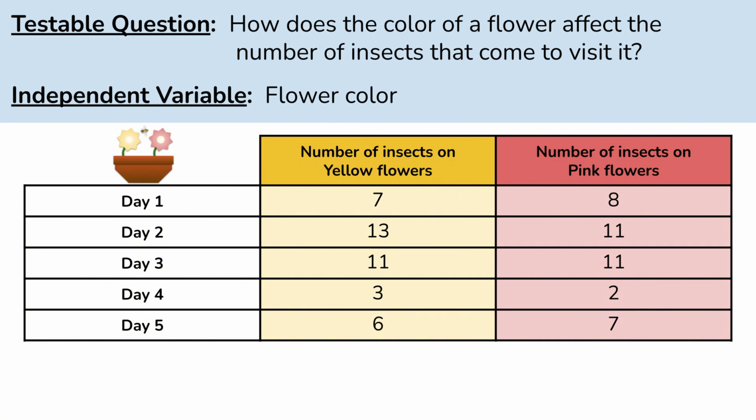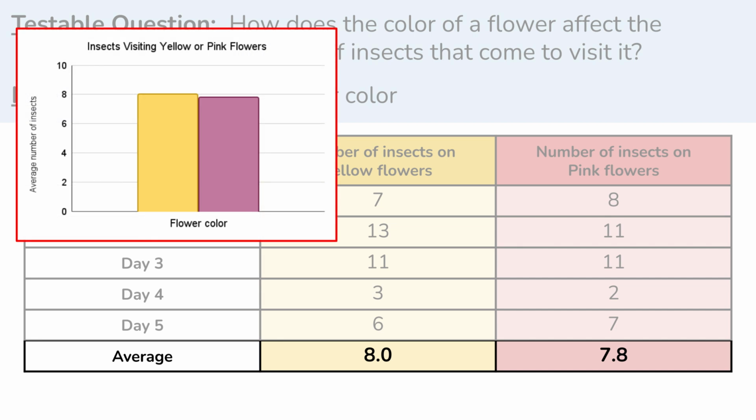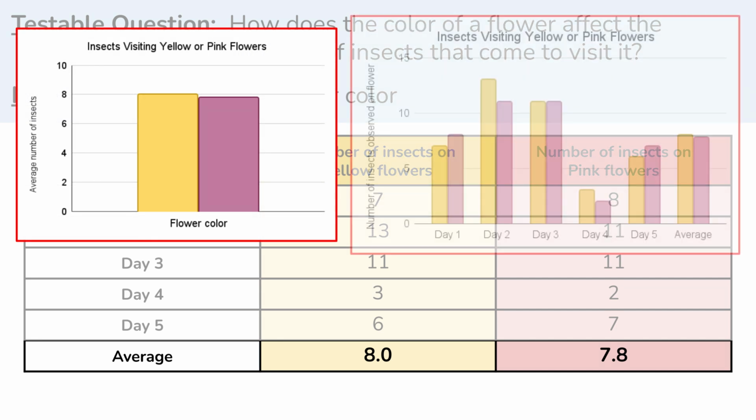Now, were we really expecting to have the same numbers every day? No, of course not. But all these different numbers make it hard to compare. So what do we do? We find the average for each treatment, for each color. Finally, we can graph the averages, but in this specific case, it might make sense to graph the changes over time as well.